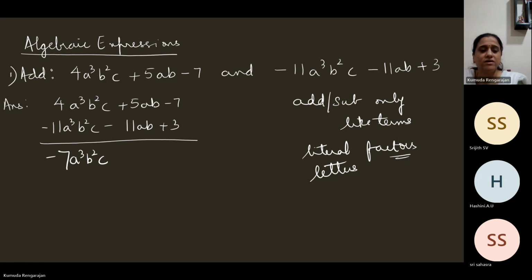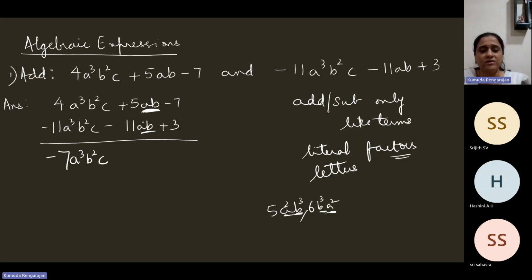Similarly, plus 5ab and minus 11ab, they are like terms because the literal factors are ab. See, if it is ab and ba also, they are like terms. The order can be different. They have the same letters. If it is 5a squared b cubed and 6b cubed a squared, the order is different, but they have the same letters and powers. So these two are like terms.